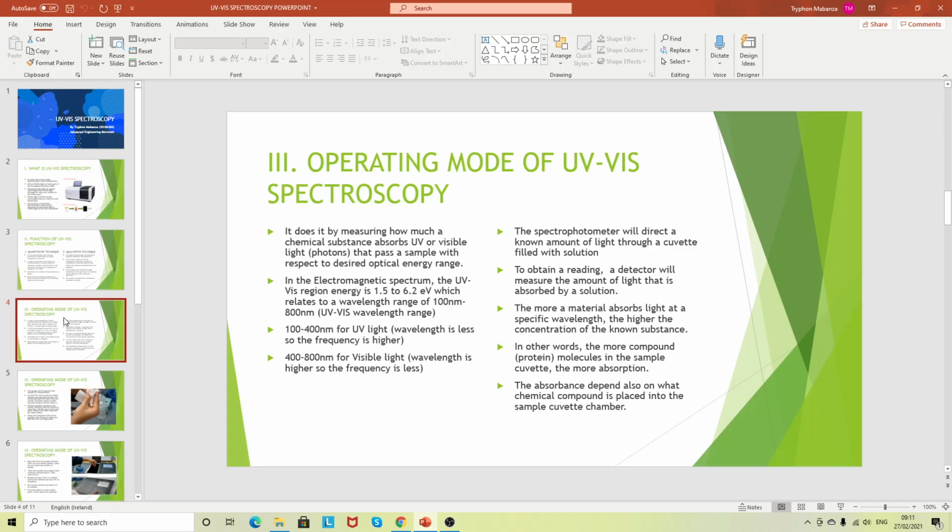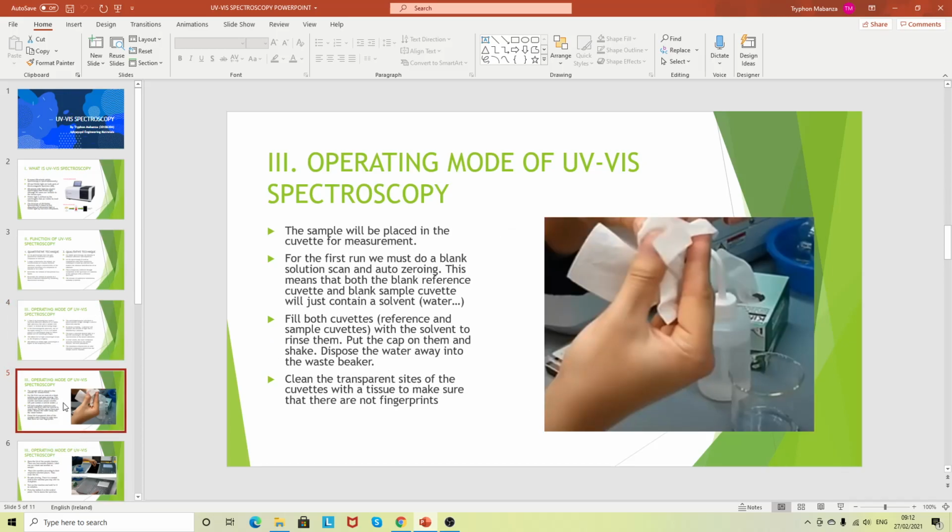The spectrophotometer will direct a known amount of light through a cuvette filled with solution. To obtain a reading, a detector will measure the amount of light that is absorbed by the solution. The more a material absorbs light at a specific wavelength, the higher the concentration of the known substance. In other words, the more compound molecules in the sample cuvette, the more absorption. The absorbance also depends on what chemical compound is placed into the sample cuvette chamber. The sample will be placed in the cuvette for measurement.